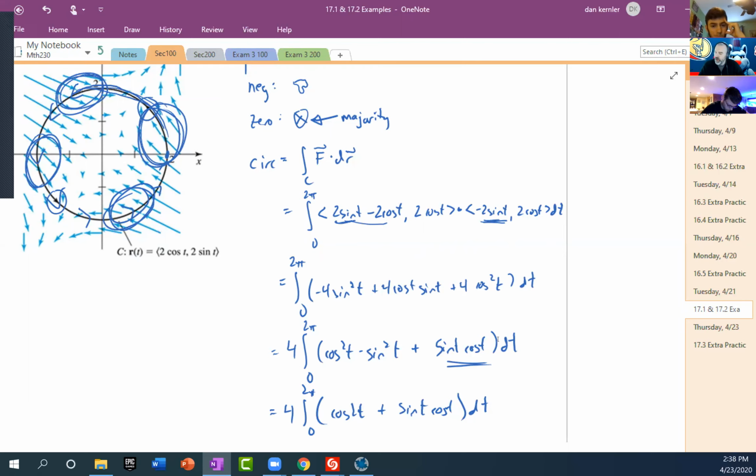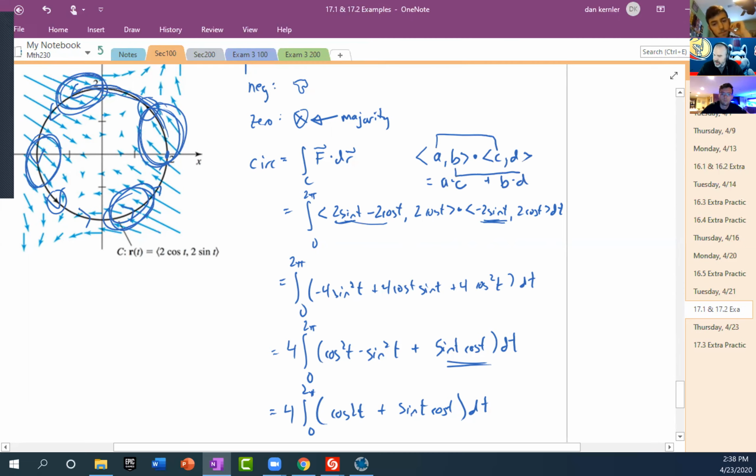Remember, for the dot product, you're only multiplying a times c and b times d. Oh yeah, okay. We're just starting to do those again, right? It's been like a month and a half since we did dot products.